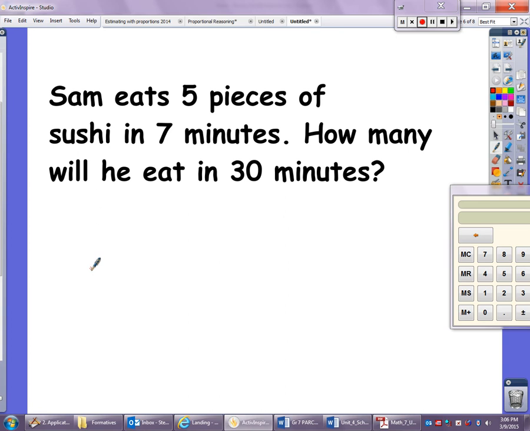Sam eats 5 pieces of sushi in 7 minutes. How many will he eat in 30 minutes? So again, go ahead and solve this problem and then play it when you're ready. So again, this is not asking you for a percent. This is asking you to take a piece of information, 5 pieces of sushi in 7 minutes, and make a proportion with a bigger amount of minutes, or you could actually have done a bigger amount of sushi. So instead of 7 minutes, I want to know what the fraction is for 30 minutes. So I don't know how many pieces of sushi, so I'll put a variable there.